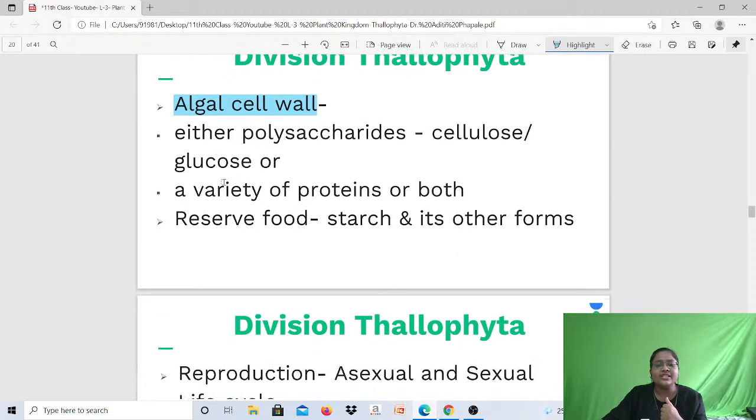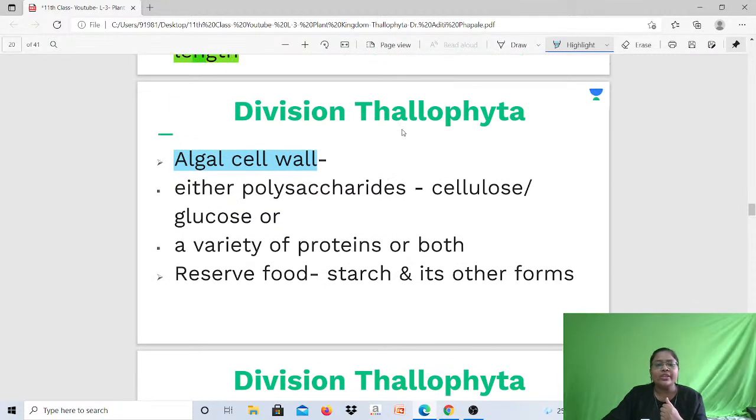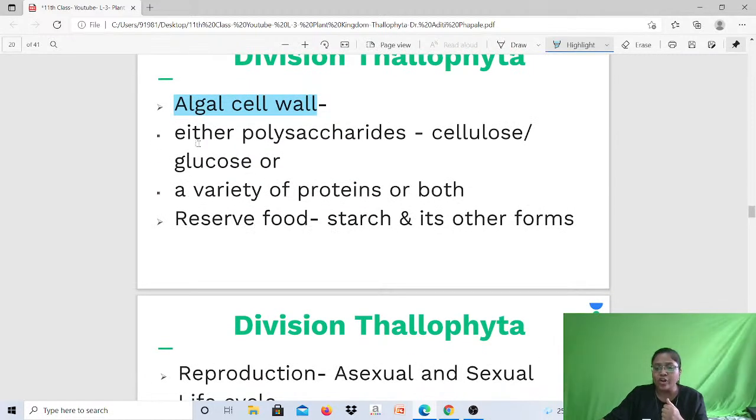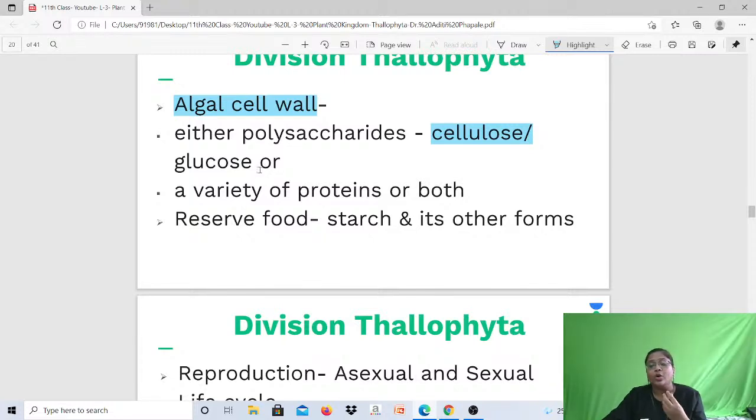Algal cell wall. How is this algal cell wall present in them? They all are algae. ये तो अब तक पता चल गया कि all the organisms belonging to Thallophyta, they are nothing but they are algae. So, how is the cell wall made up of? The cell wall in algae is either made up of polysaccharides. What are polysaccharides? Complex carbohydrates. You know, complex sugars. Many sugars, many monosaccharides joined or get linked to each other and polysaccharides are formed.